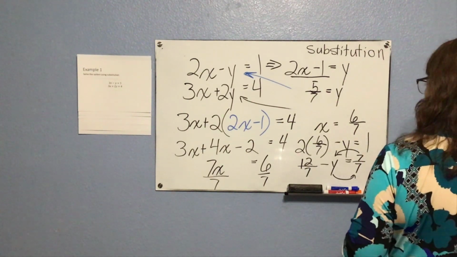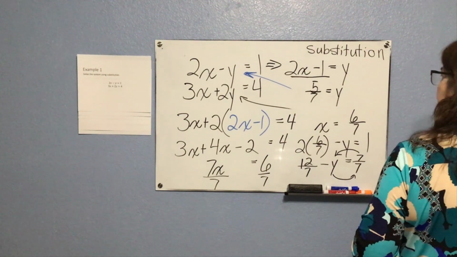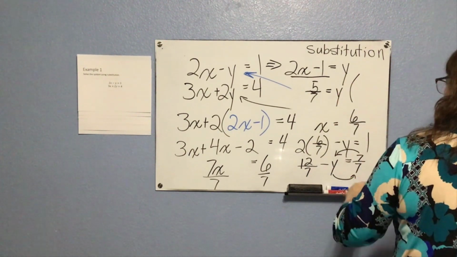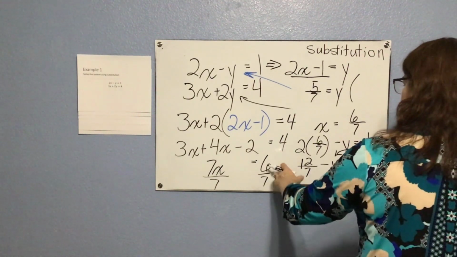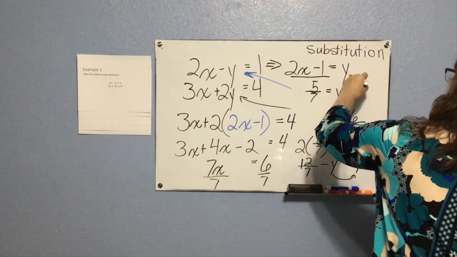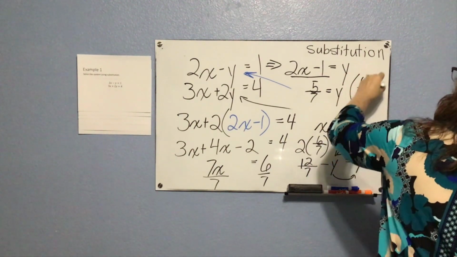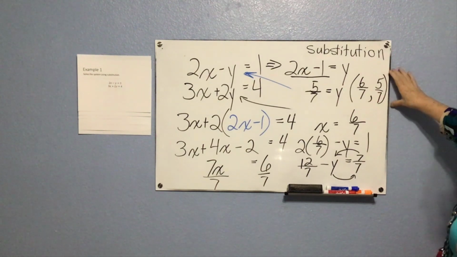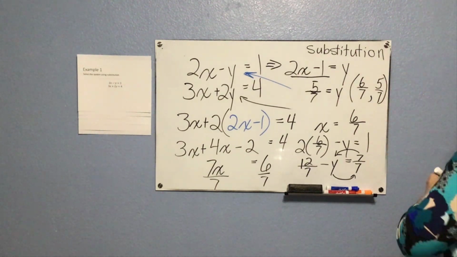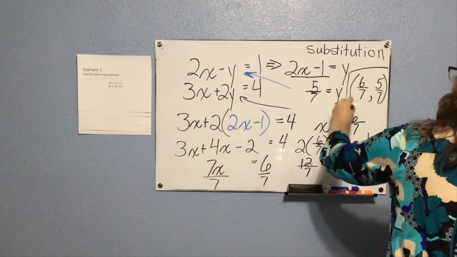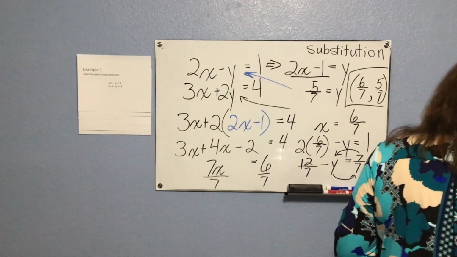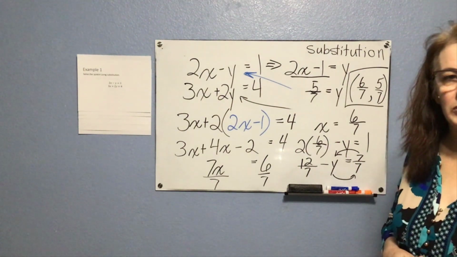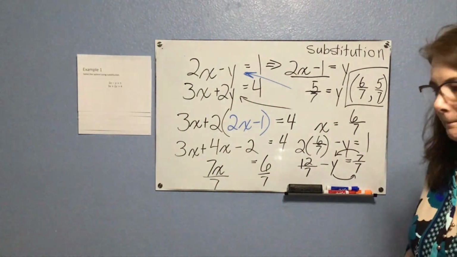So my solution is an ordered pair. And we start with the value we had for x, which was 6 over 7. And then the value for y, 5 over 7. Okay, so this is solving by substitution. And this is my solution set. Pause the video now and work your own system in checkpoint 1.